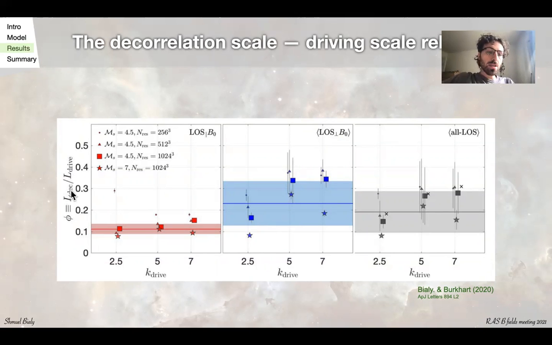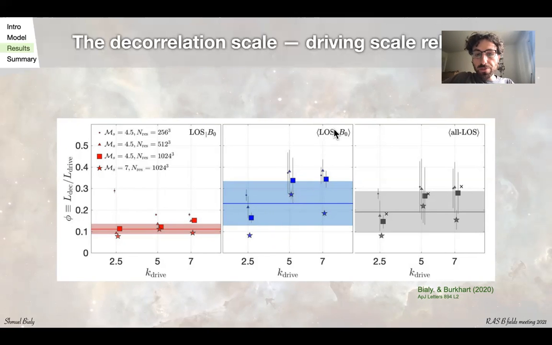What we find is that the decorrelation scale is proportional to the driving scale, as might be expected, because the density fluctuations result from the driving. We find that this indeed occurs numerically in our simulations. The ratio is what I call phi. If you are parallel to the B field lines, there is more compression. Compression is more easily achieved, and the ratio is smaller. So the density fluctuations are smaller in size, and they're typically 10% of the driving scale.